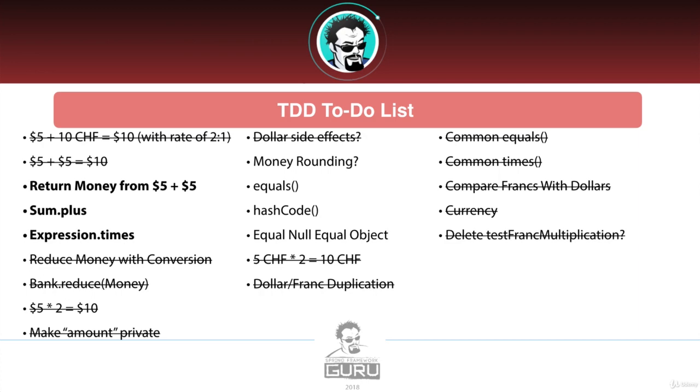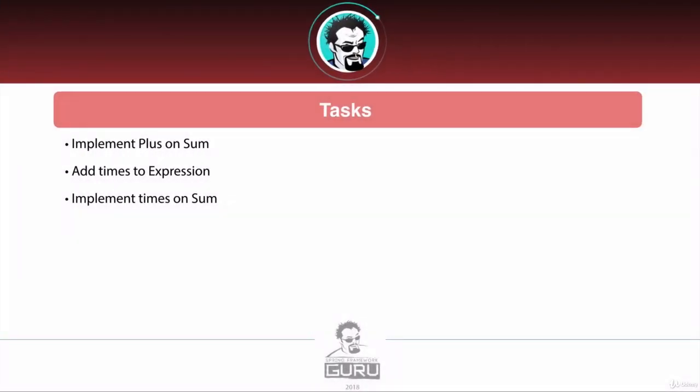So these are the tasks right out of the to-do list inside the book. And so we're going to do these implementations. So let's take a closer look at what we need to do. What we need to do is implement the plus method on the sum object. Remember from the last video, we just implemented a stub of that. And then we want to add the times method to expression, which means that we'll need to put it on sum as well.